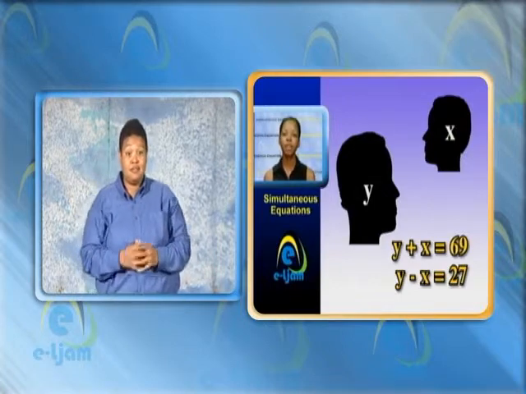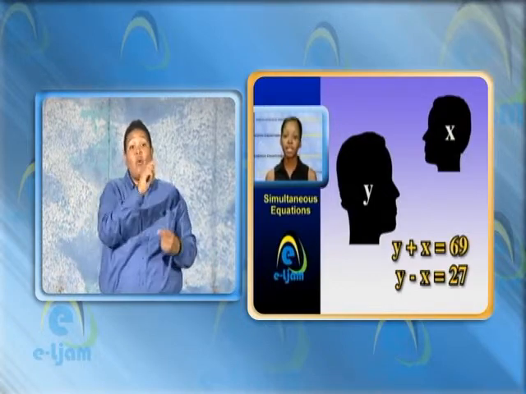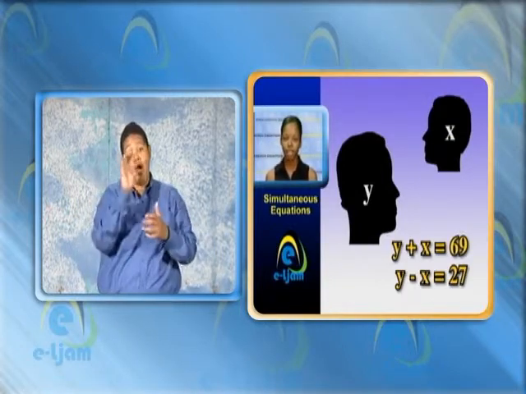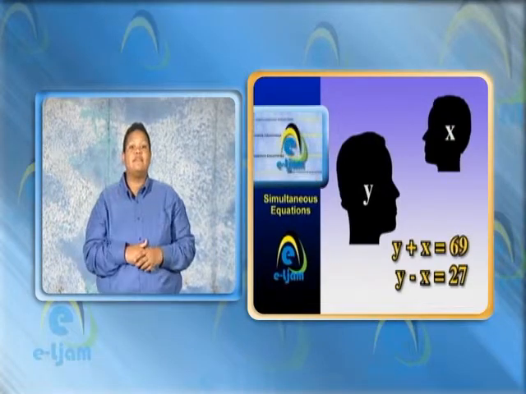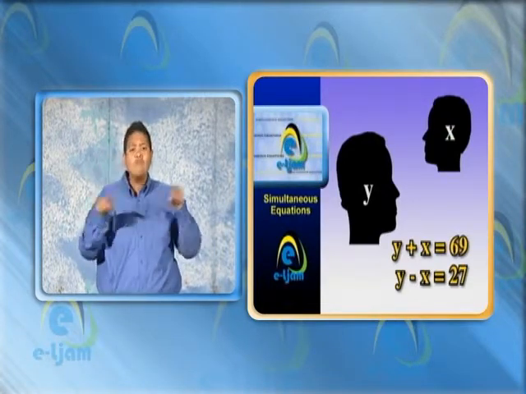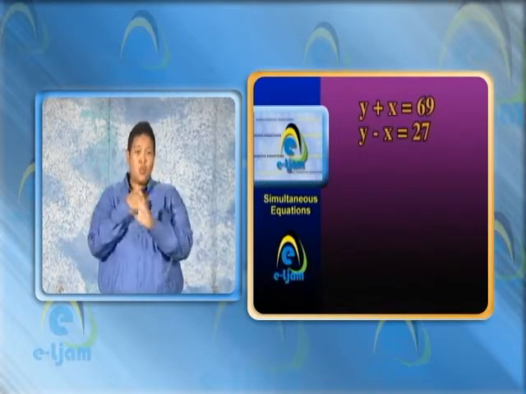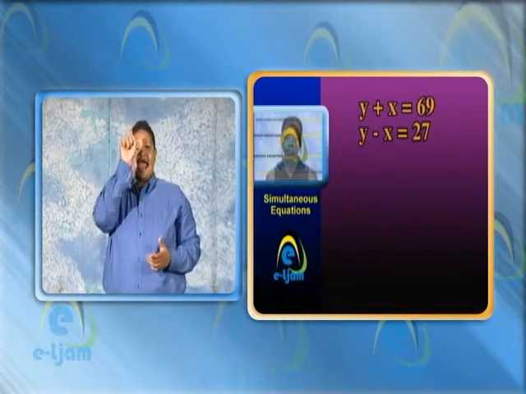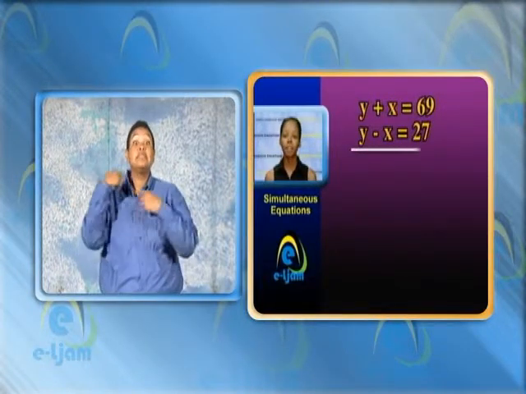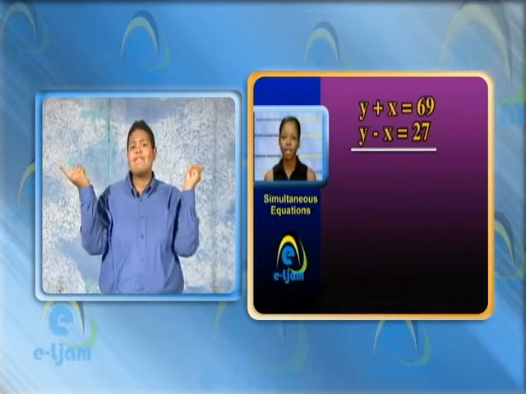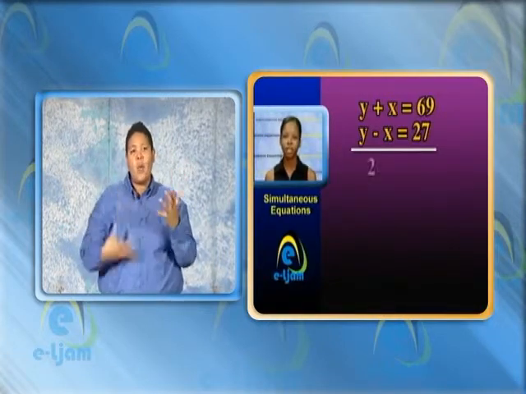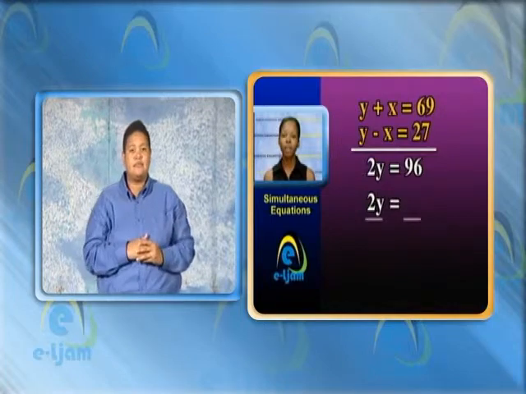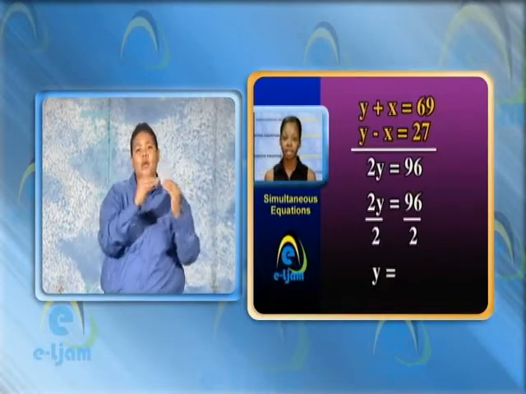The equation for the sum of their ages is y plus x equals 69. And for the second equation, y minus x equals 27. Since in both equations the two variables have the same coefficient numerically, we choose either one to eliminate. In this case, we will eliminate x. Since they are the same numerically but have opposite signs, we add both equations. When we do, we get 2y equals 96. Of course, this makes y equal to 48.